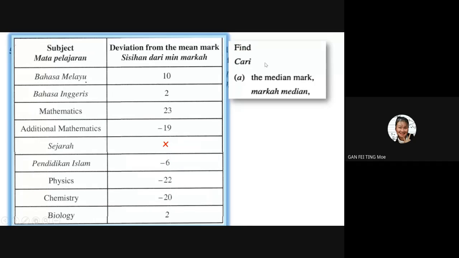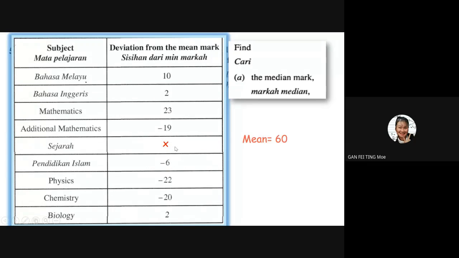So procedure, langkah-langkah flowchart untuk anda dapatkan median. Kamu perlu susun markah mengikut urutan, sama ada sisihan dari min ataupun markah sebenar peperiksaan ujian itu. Tapi masalah dia sejarah kita tak tahu. Langkah pertama, you have to get to know what is the mark for sejarah.